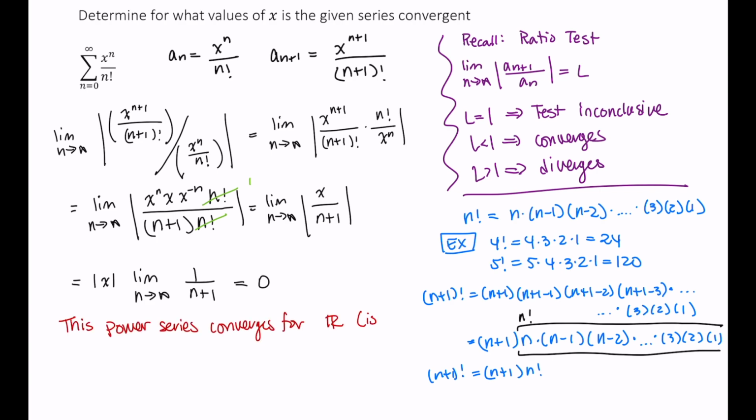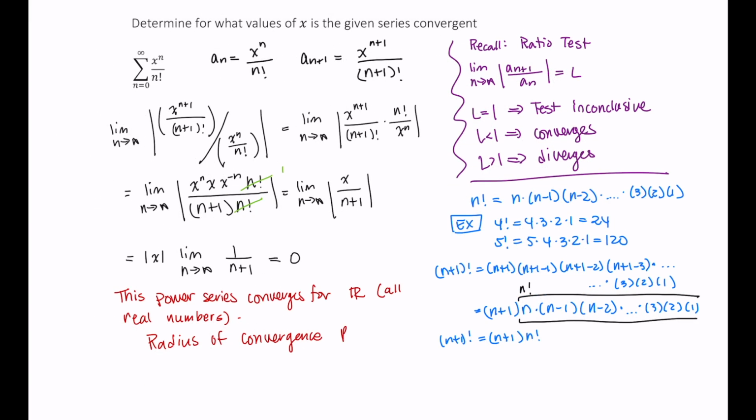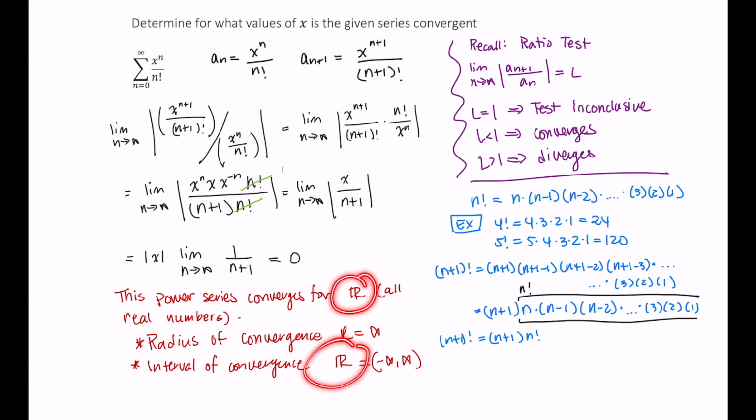Remember, R is all real numbers. The radius of convergence, R, is equal to infinity, and the interval of convergence is just all real numbers, which is negative infinity to infinity. If you have not seen this notation before, here are several ways to write it out equivalently, all real numbers. You can use this symbol, or you can write the interval from negative infinity to infinity.